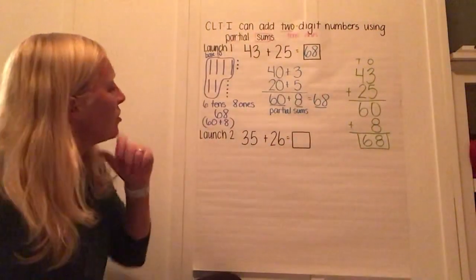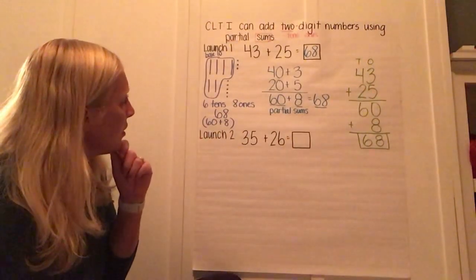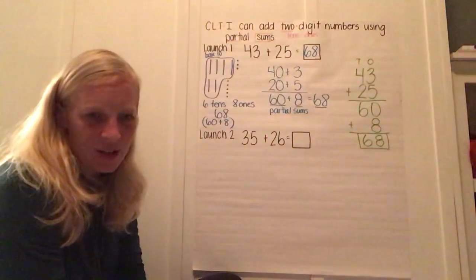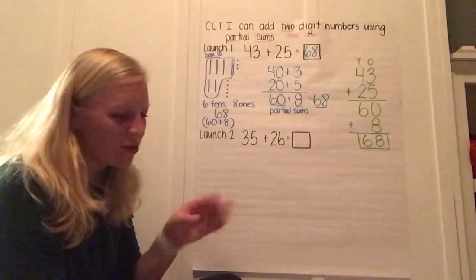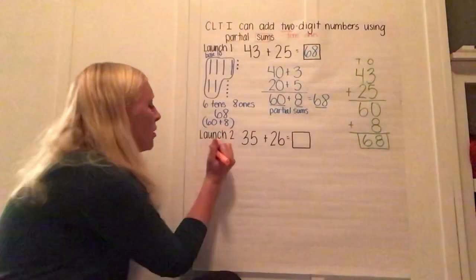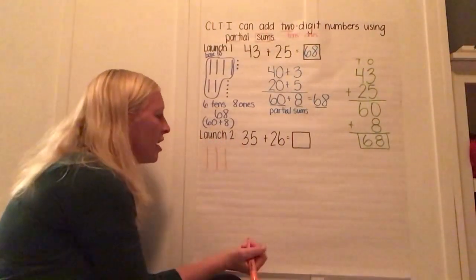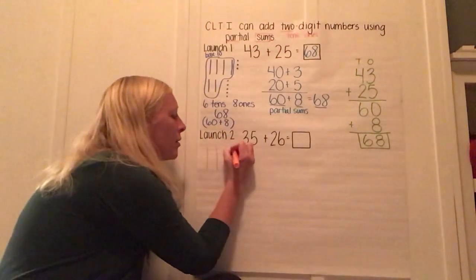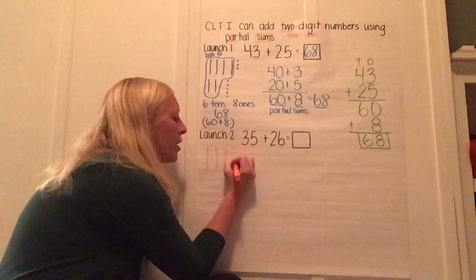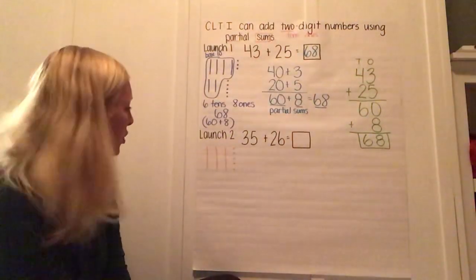And why did you line it up the same way that this person did from the time before? It makes it a lot easier to see it, doesn't it? Makes it easier to circle it. So how did you show 35? Okay, 3 tens, 10, 20, 30. And how many ones? 1, 2, 3, 4, 5. Okay, and then what did you do?